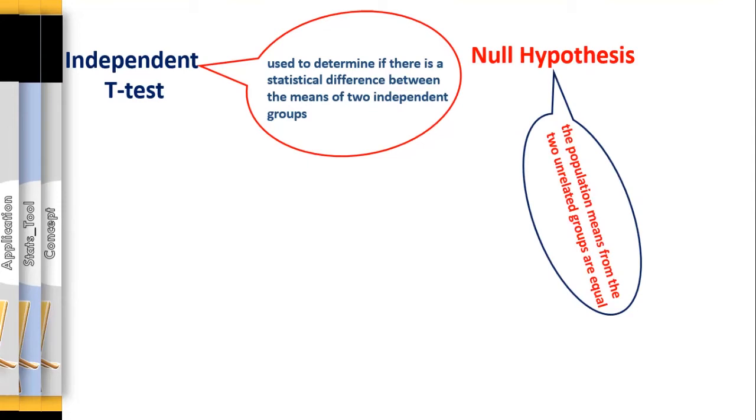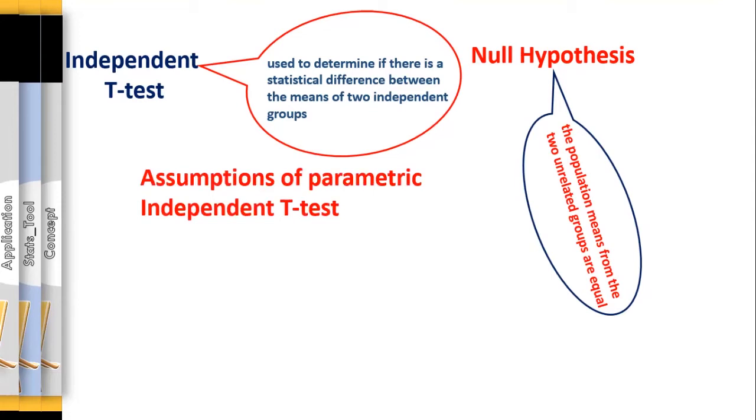Now, whenever we are doing this independent t-test for parametric variables, we have to be mindful of these three assumptions. One, the two groups should be independent of each other. For example, if we have two groups made up of level 100 students and level 200 students, a participant can be in either of these two groups, either level 100 or 200, and never in both. By so doing, we ensure that these two groups are independent of each other.